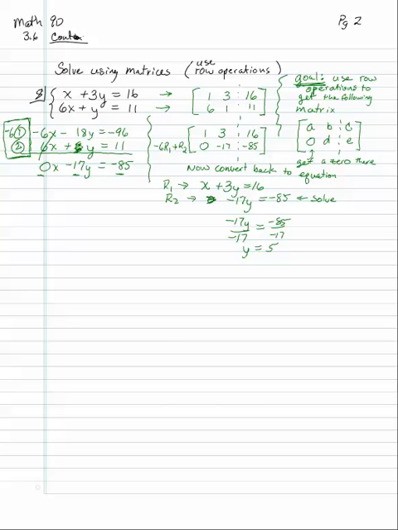And then take the y equals 5 and substitute it in equation 1. So now I'm going to put row 1, x plus 3y, put the 5 for y, equals 16, and solve it for x. And of course, we're going to write our solution as a point. x is 1, y is 5.